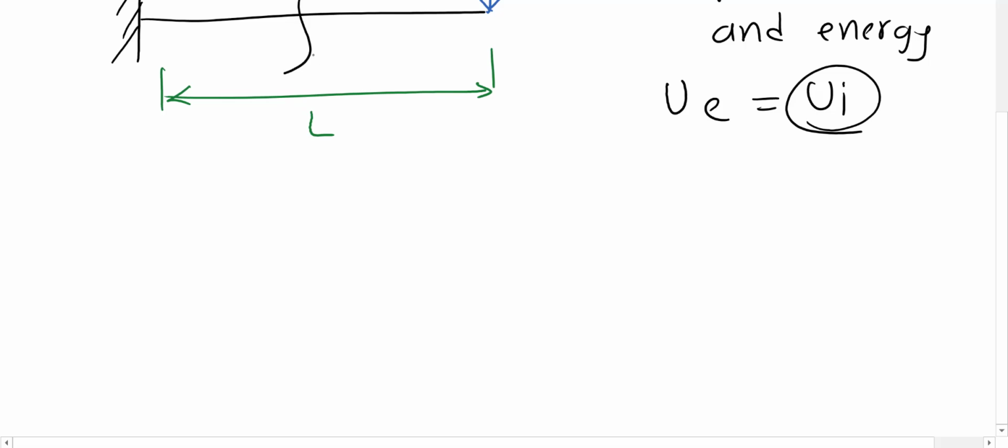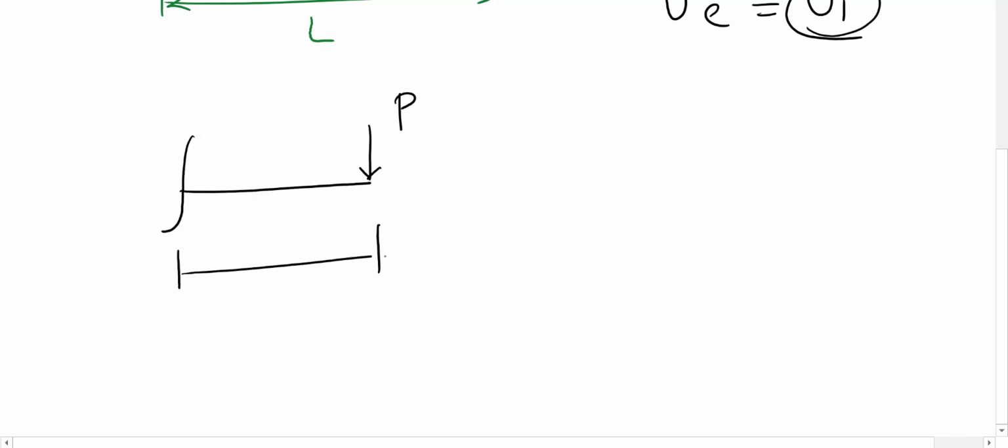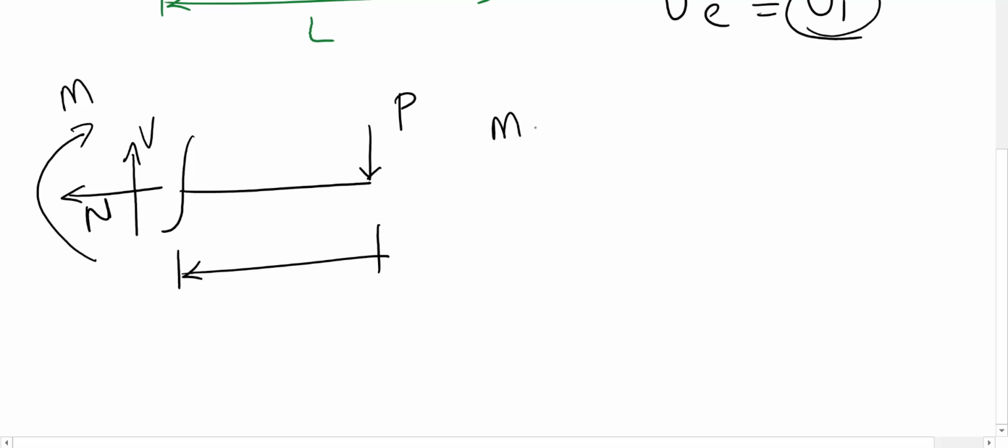Now to do this one, we can make a cut in the beam at a distance of x. Where we have made the cut at distance x, we have an axial load, we have shear in this direction, and we have bending moment. Now we are interested in finding this bending moment.